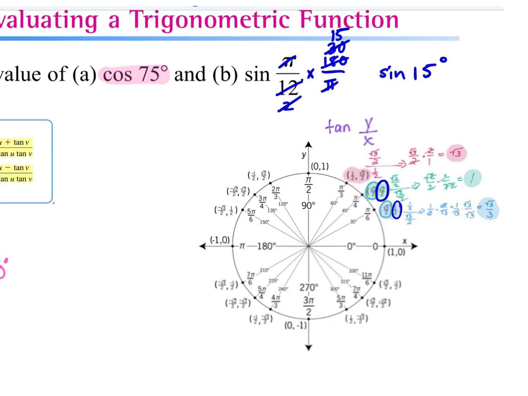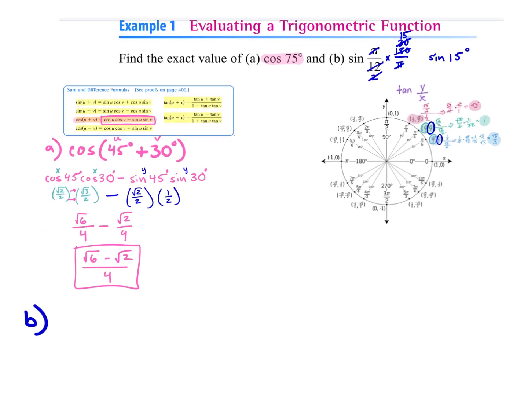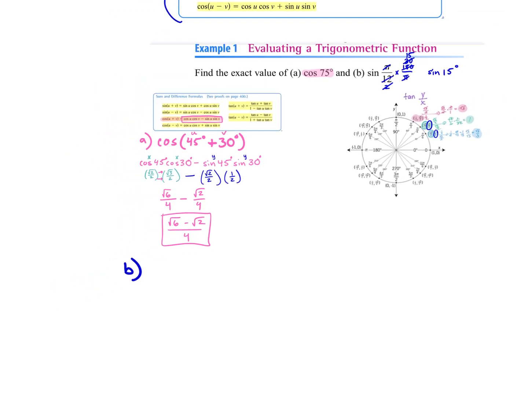What two numbers on our unit circle either add or subtract to 15 degrees? 45 minus 30. Awesome. So this would be the sine, because sine is the trig function that we're finding, of 45 minus 30. 45 minus 30 would be 15.